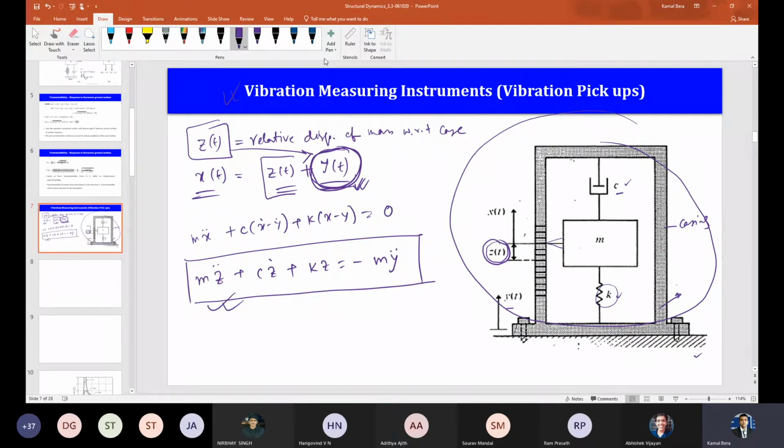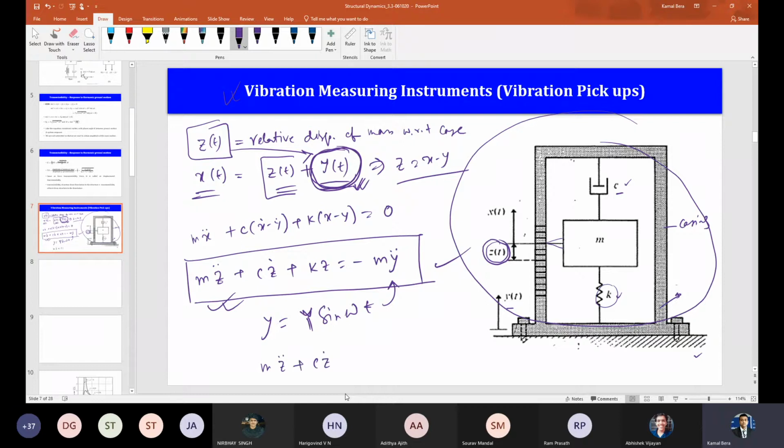Remembering that z equals x minus y. So from that I can write z equals x minus y. Okay? So this is my equation. So let us consider y is equal to my sinusoidal Y sine omega t. Now just substitute there, and what will I get?